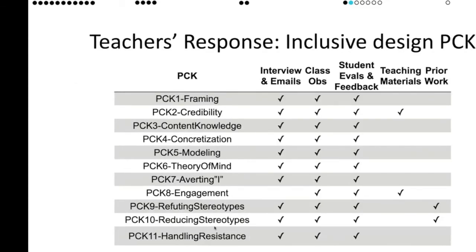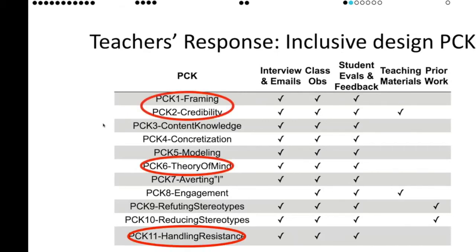As a result of the various ways that these faculty members found to overcome one or another of these things, we reported on these 11 PCKs, and these are just a bunch of check marks that shows all the evidence that they came from. And 4 of them that I'll just talk about this afternoon are these 4: framing, credibility, theory of mind, and handling resistance.